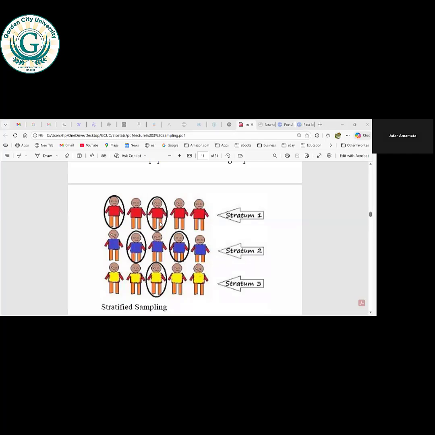So when you are using stratified sampling, you can use it for a population where it is perceived that you have different characteristics. Okay. So that is what we mean by the stratified sampling.